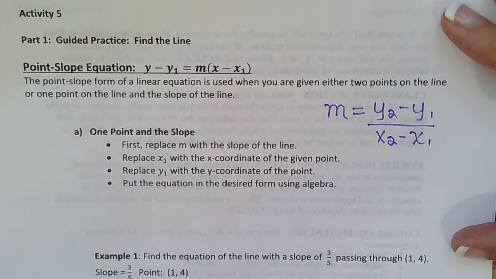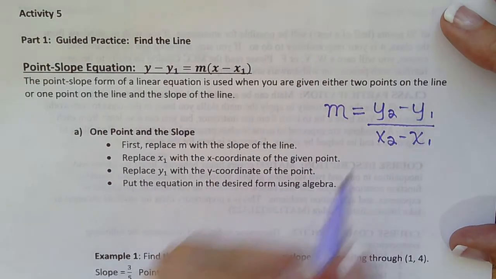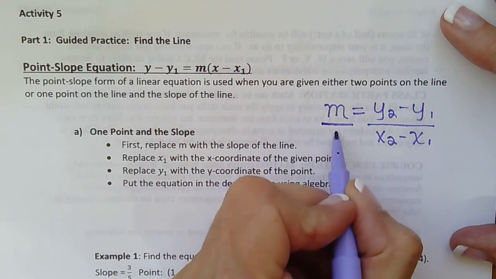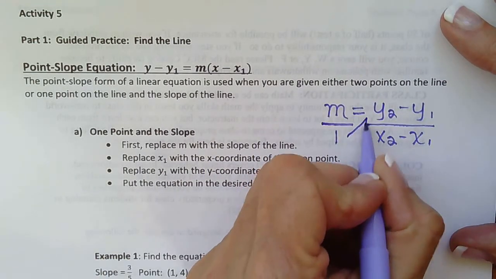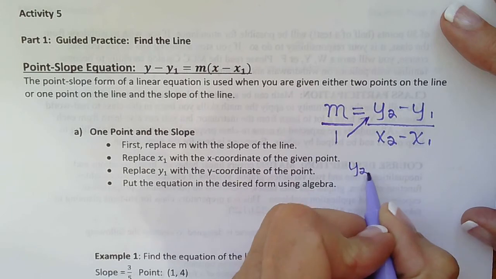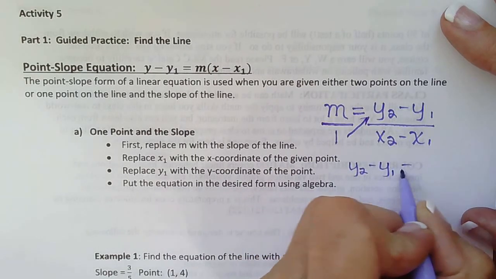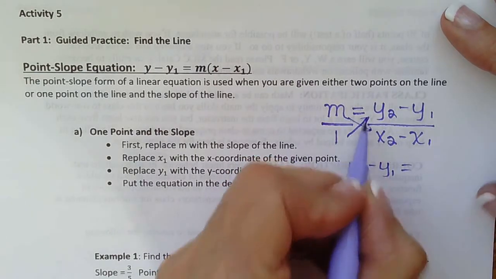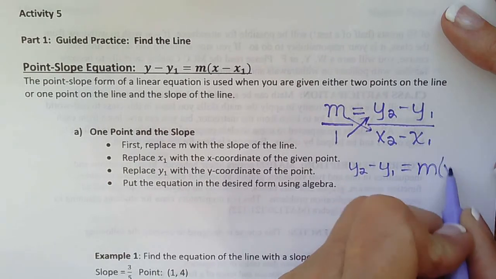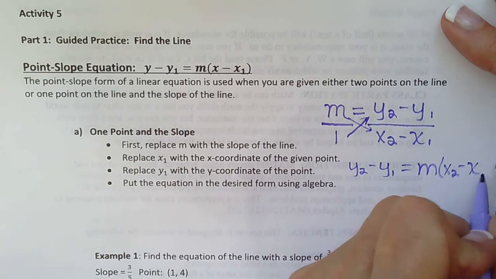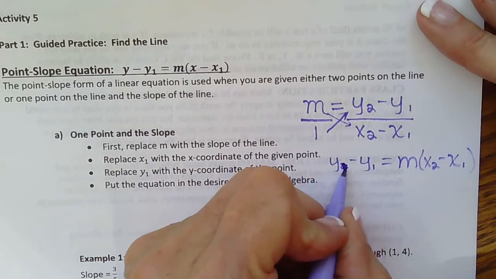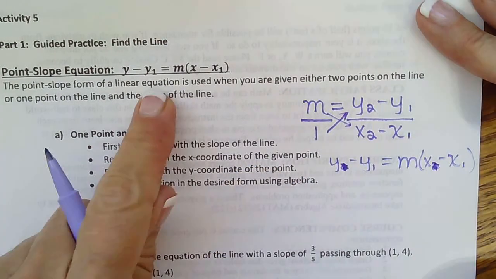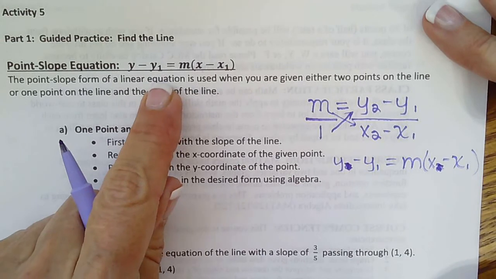And remember when we were doing proportions in Module 5, we said that when one side's a fraction, make the other side a fraction and cross multiply. So going across this way, I'd get y sub 2 minus y sub 1 equals, going this way, we get m times x sub 2 minus x sub 1. Take those 2's off, and guess what you have? Ding, ding, ding. Point slope equation.